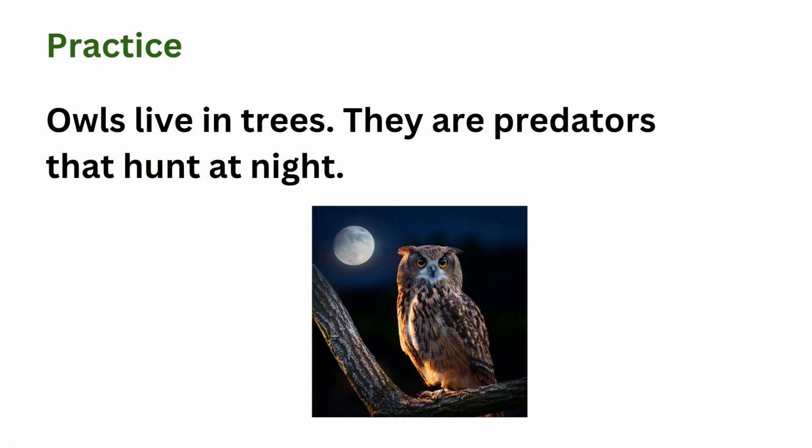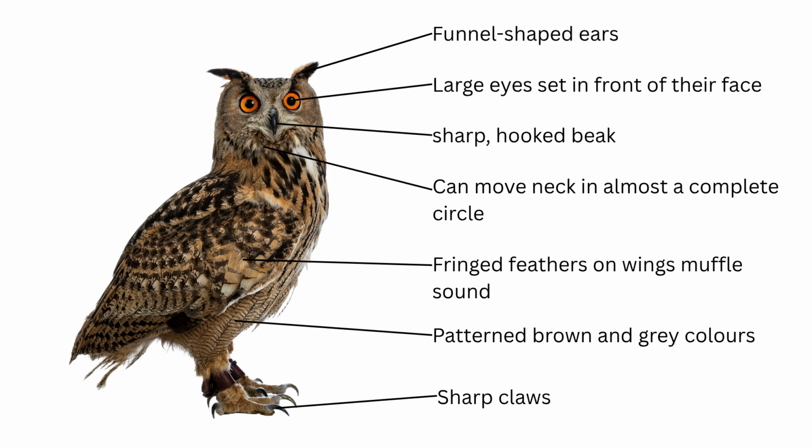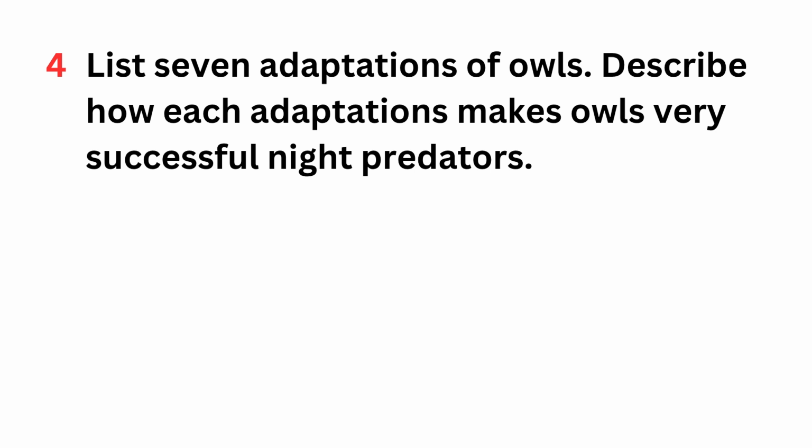Practice: owls live in trees. They are predators that hunt at night. Fan-shaped ears, large eyes set in front of their face, sharp hooked beak. Can move neck in almost a complete circle. Fringe feathers on wings muffle sound. Patterned brown and gray colors. Sharp claws.